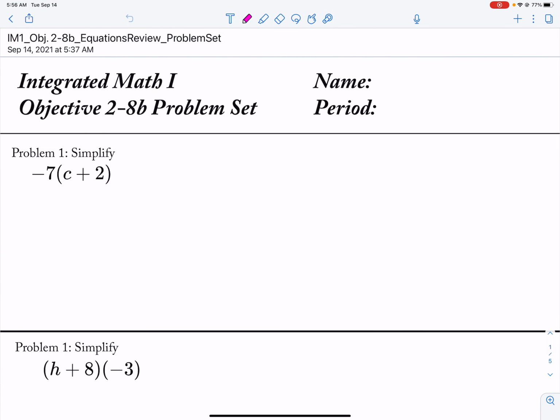So now let's switch to 2B. It's just remembering some things. So again, distributive property, I distribute my -7 to both terms, so -7c minus 14.